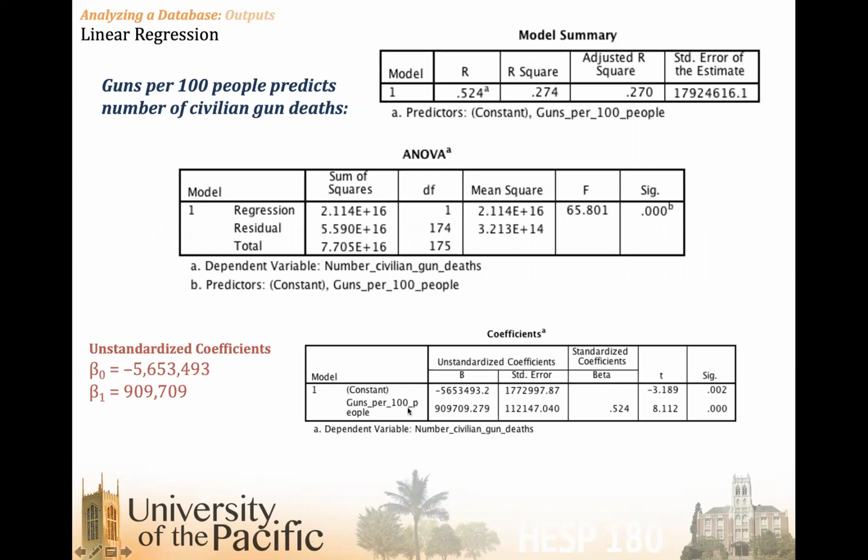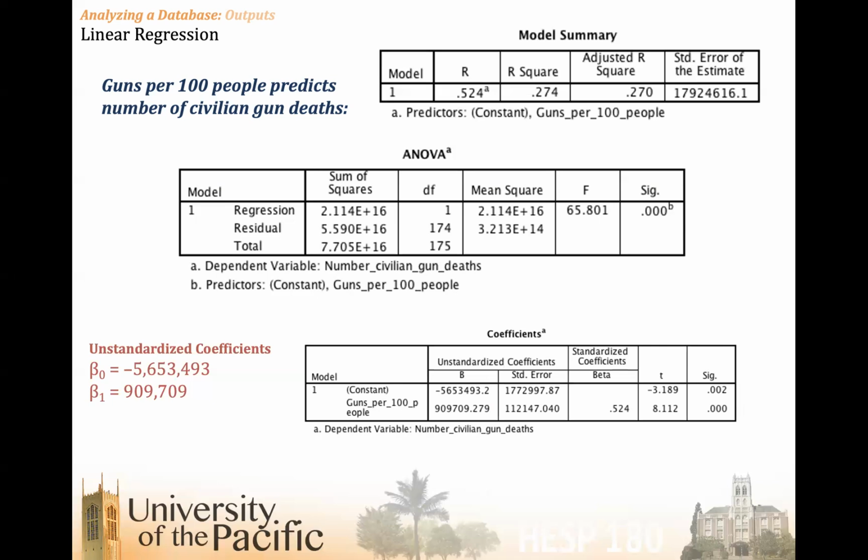But what you're looking at is just the overall significance of the model. And this right here, guns per 100 people: with each additional gun per 100 people, you are predicting 909,709.3 additional civilian gun deaths every single year. P is less than 0.001. So you go from 3 guns per 100 people to 4 guns per 100 people, that's like 1 million additional gun deaths every year.